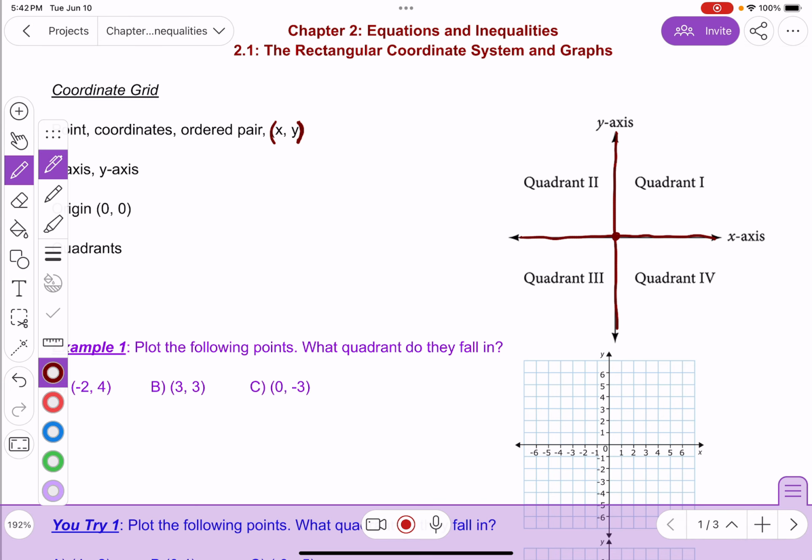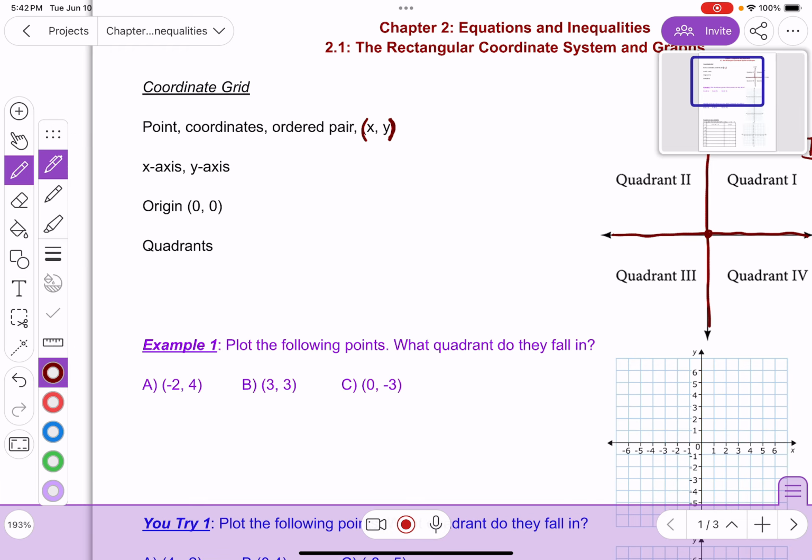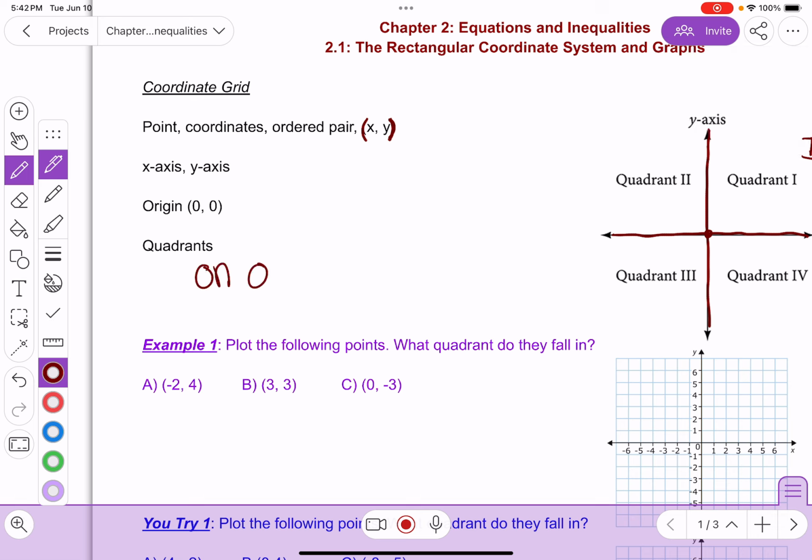And our quadrants go counterclockwise. So we start here in quadrant 1, and then we go to the left, 2, 3, 4. And any point that lies on an axis, so if you fall on the x or y axis, you are not in a quadrant.